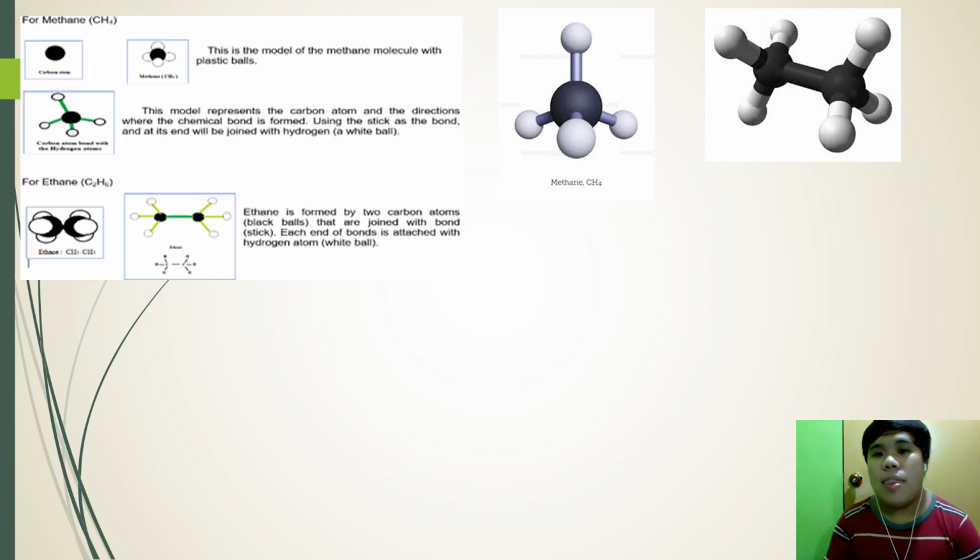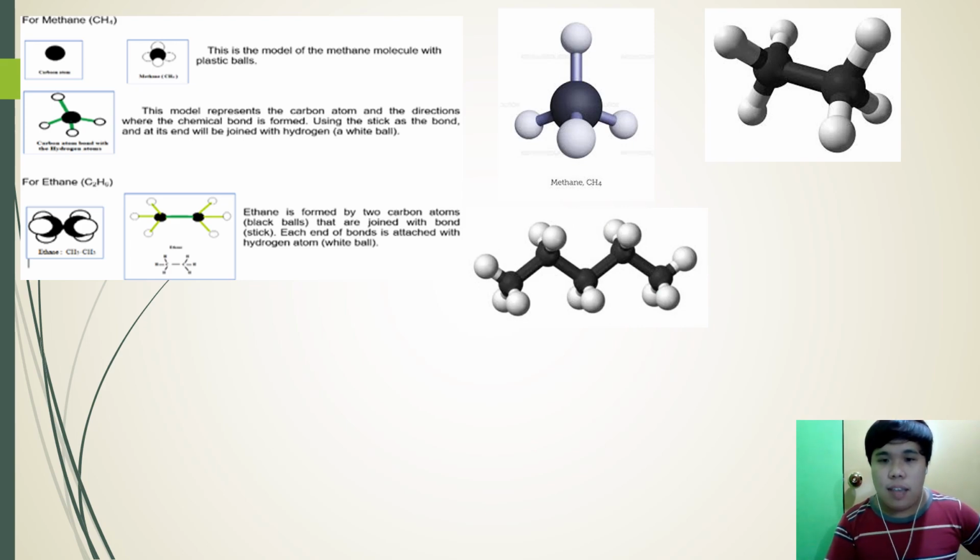Then we have ethane, the second alkane. Okay, so we have the second example there, ethane. You can see there are 2 carbons and 6 hydrogens. Next is pentane, so 5 carbons and 12 hydrogens. Because the formula for alkane is CnH2n+2, where n signifies the number of carbon and hydrogen.